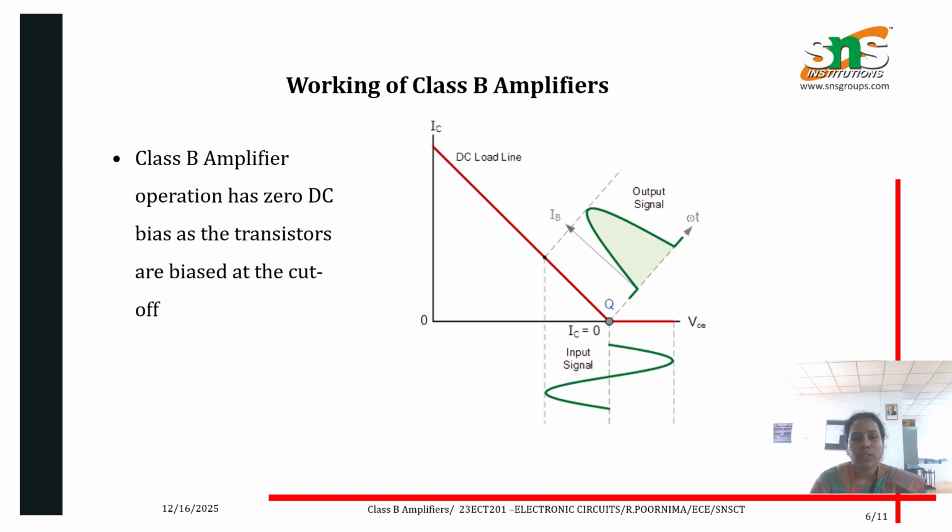And we can see the output of the Class B amplifier. For a sinusoidal variation in the input signal, the output signal is obtained for 180 degrees. So the Q point is just on the x-axis, or above the x-axis. It has zero DC bias as the transistors are biased at the cutoff region.